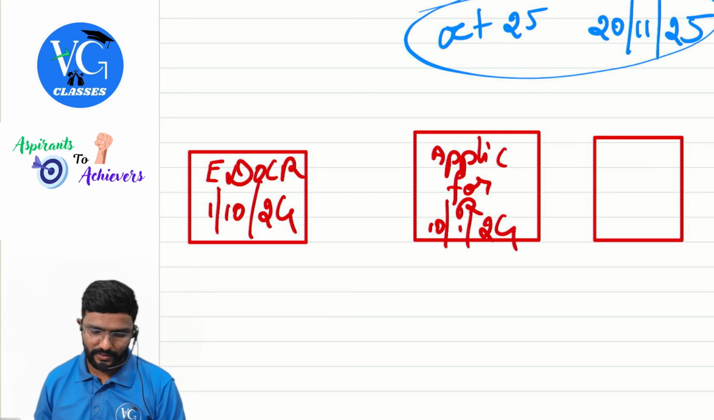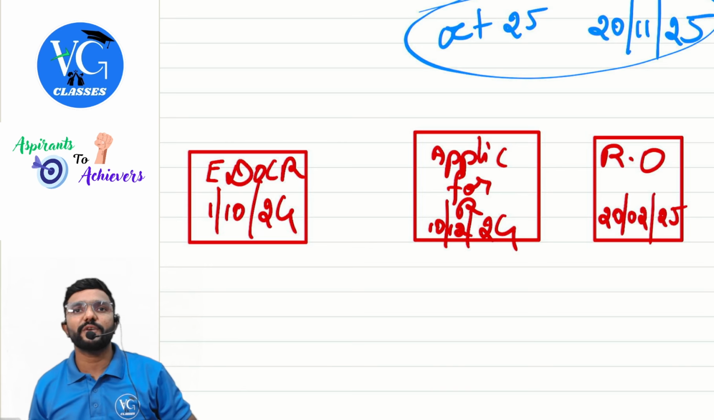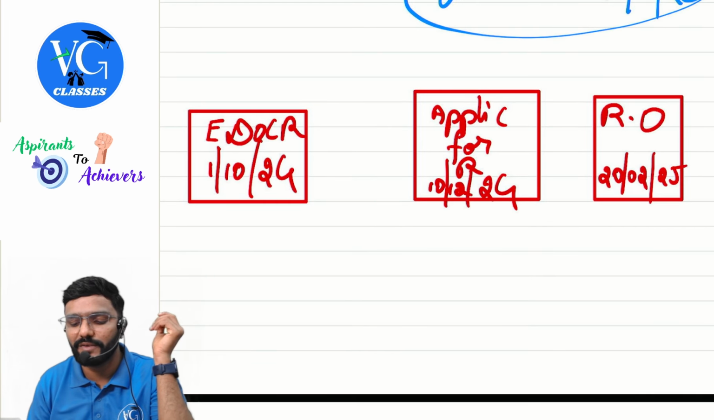Okay, let me make it as December only. 10th December 24. Okay, sir. Revocation order is passed on 20th February 25. Revocation order is passed on 20th February 25. Guys, come on, one by one we will go.